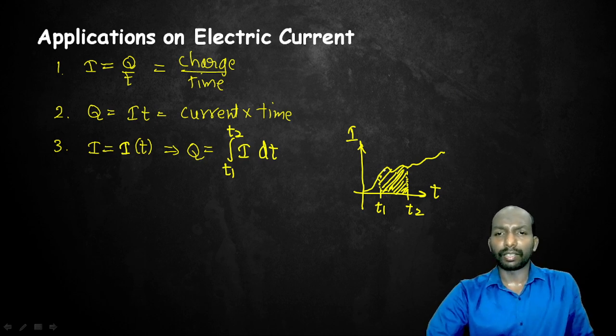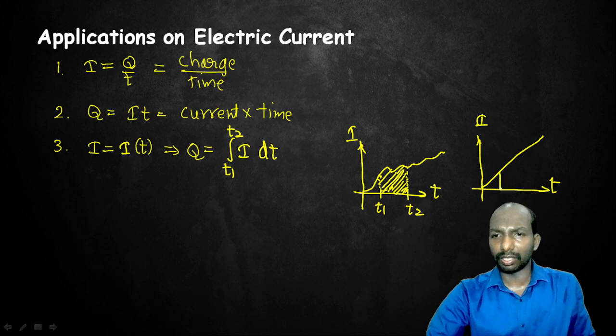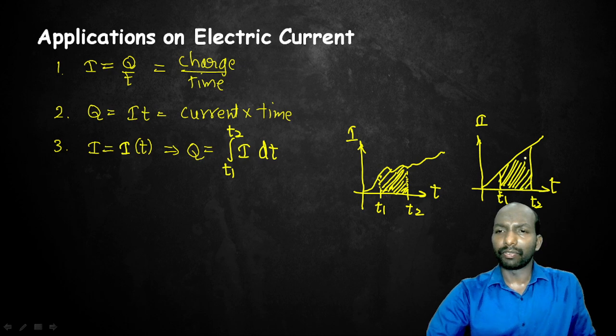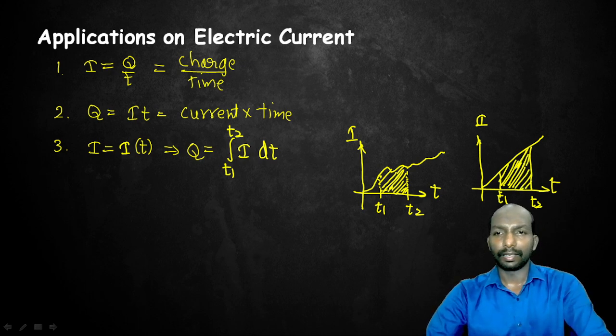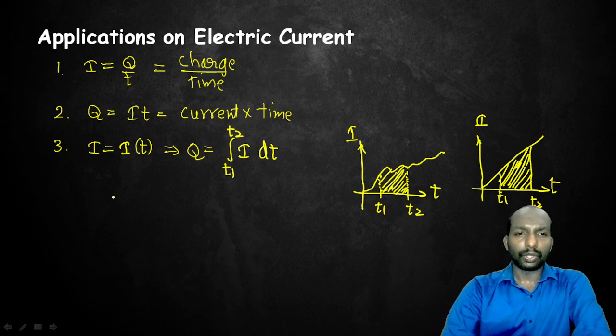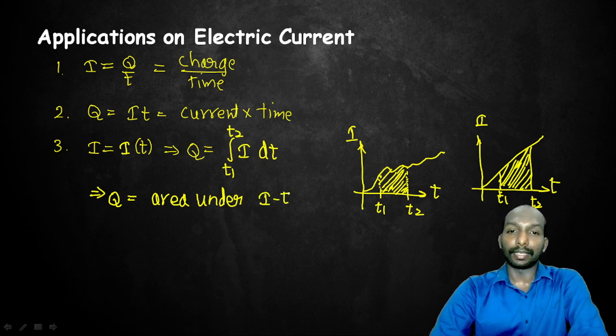In this case we cannot find the area easily, but if current is like a straight line and he is asking how much charge is crossed between the time interval t1 and t2, then by simply finding the area under the curve, we can find how much charge is crossed. So here one more thing we can write: q equals area under the current and time graph.